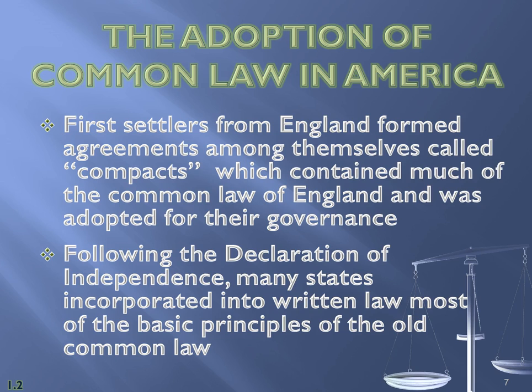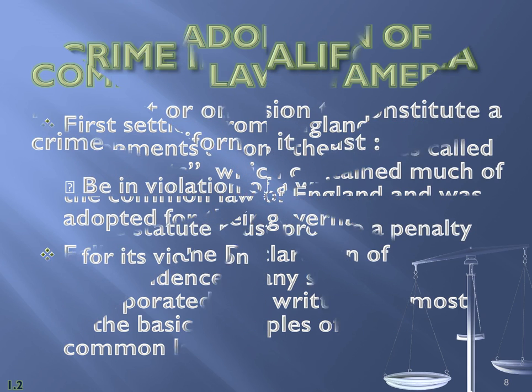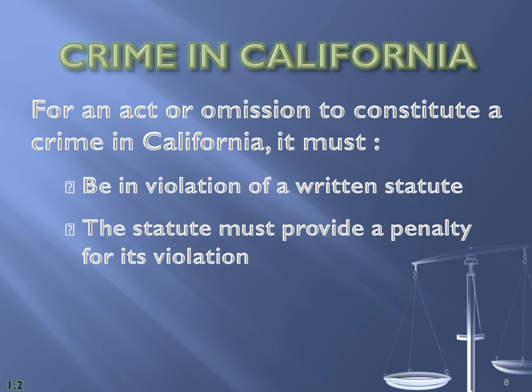Following the Declaration of Independence, many states either adopted the common law outright or passed criminal statutes, which in fact incorporated into written law most of the basic principles of common law. So you can see the importance of what we're talking about here. And when you look at crime in California, we're going to get to that in a minute.